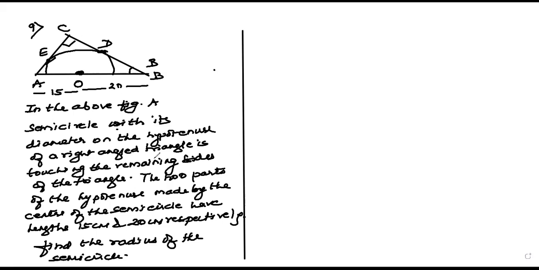And the center of the semicircle divides the hypotenuse into two parts of length 15 and 20, 15 centimeter and 20 centimeter. AO is 15 centimeter, OB is 20 centimeter, and they want me to find the radius of the circle. We have to find the radius of this circle.